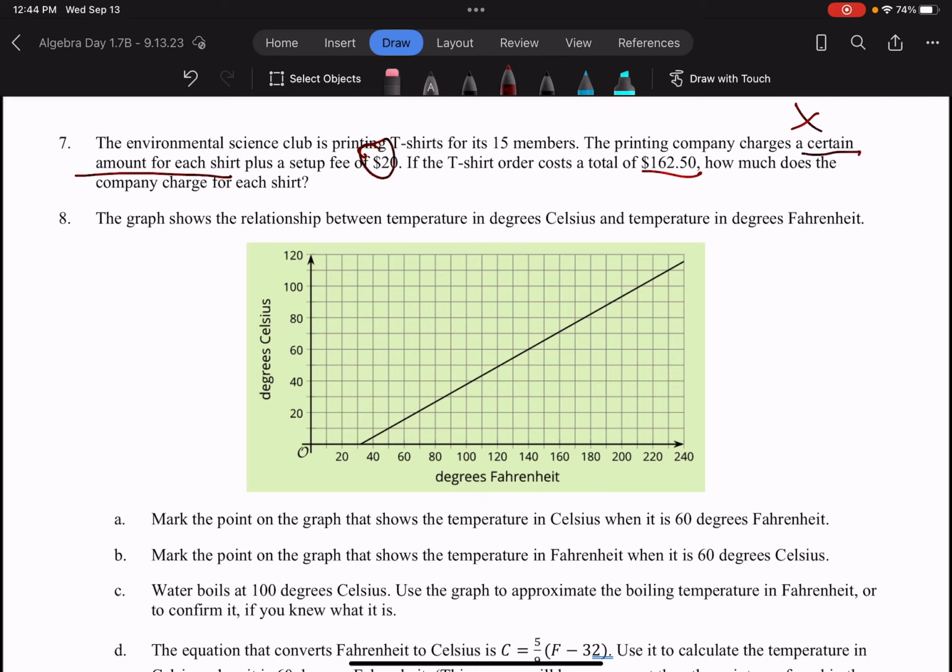So I'm going to give you the equation. It'd be 15 times, 15 members times the cost of each shirt, which we don't know, plus $20 for that setup fee, and the total of $162.50. So your job is to solve for x and tell me what that is, okay? So for number 7, x equals blank. You got to continue that using that equation.